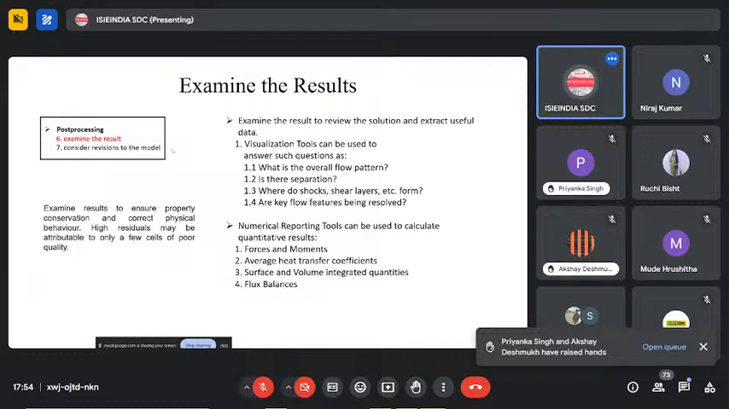And finally, we should ensure that the results satisfy conservation properties and correct physical behavior. If the residuals are high, the area to investigate will be poor quality cells that might cause issues. So proper examination of results ensures reliable and accurate engineering insights.